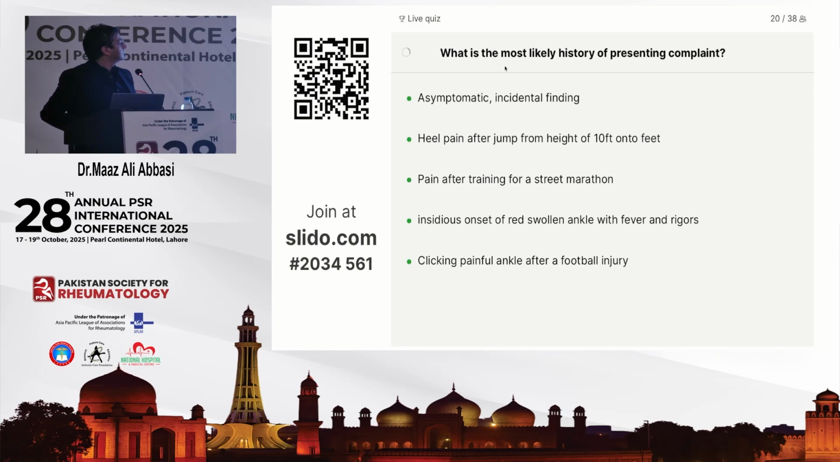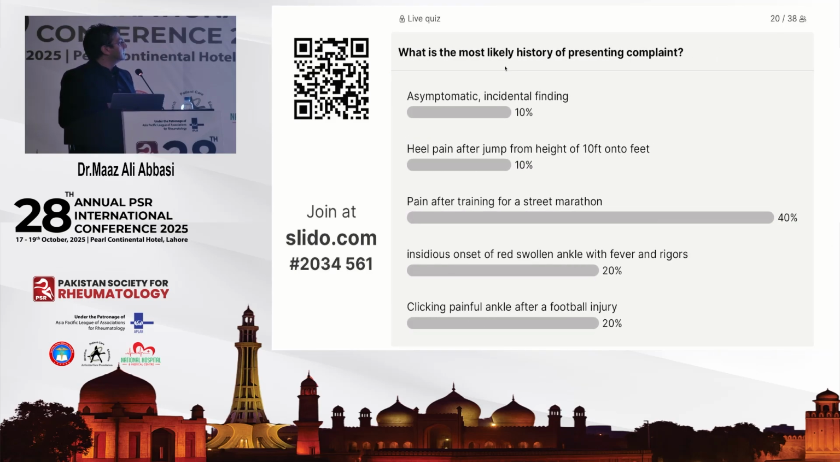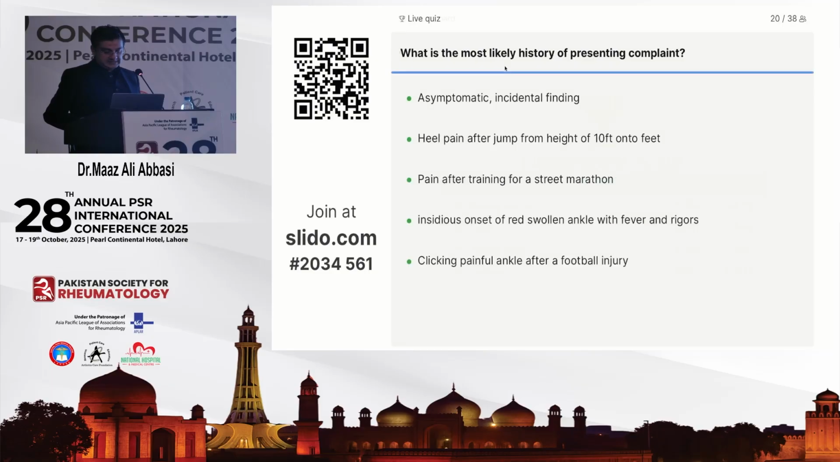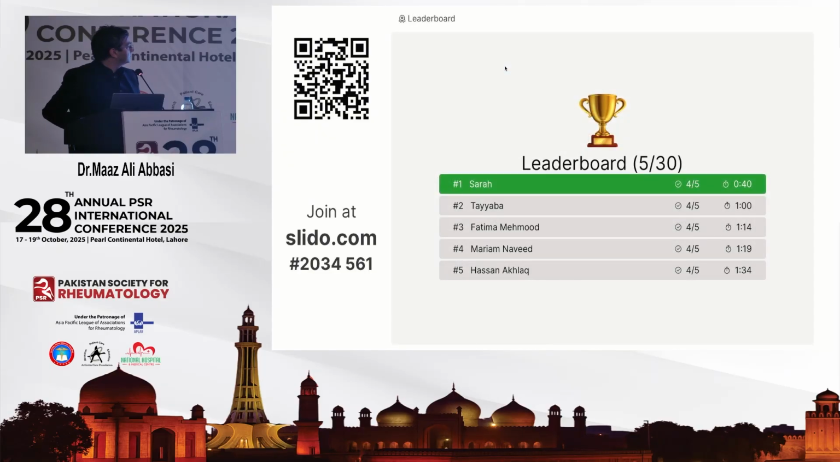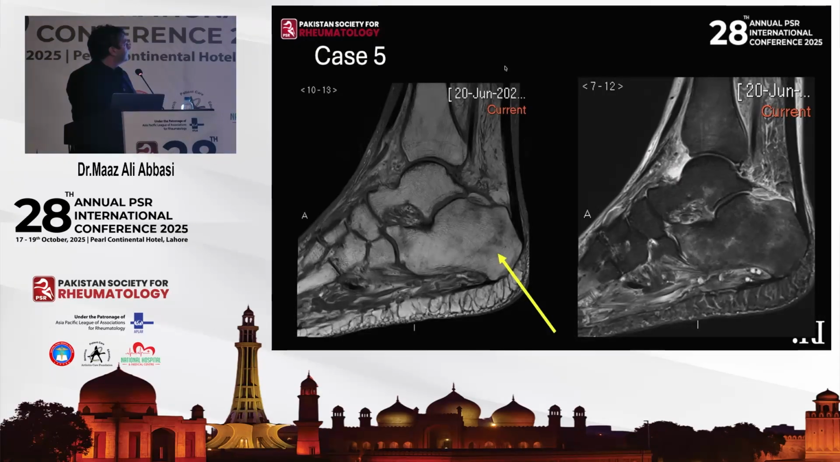Okay, and the correct answer is pain after training for a street marathon. Exactly correct. So there's definitely abnormalities in this scan. You can see that, oh brilliant, we've got a new leader. Okay. What you can see is lots of edema. You can see edema in the distal tibia. You can see edema in the calcaneus.